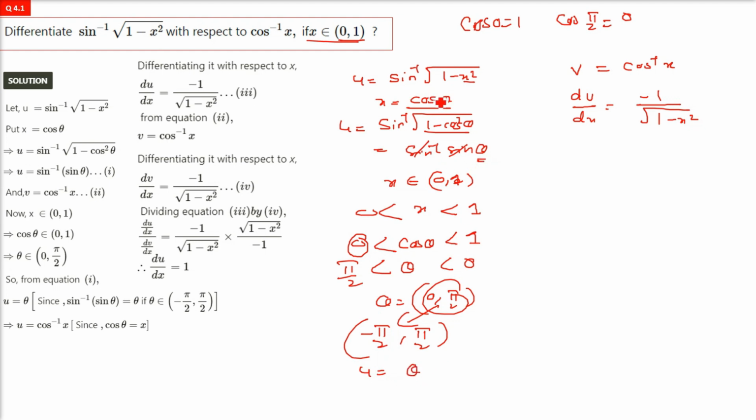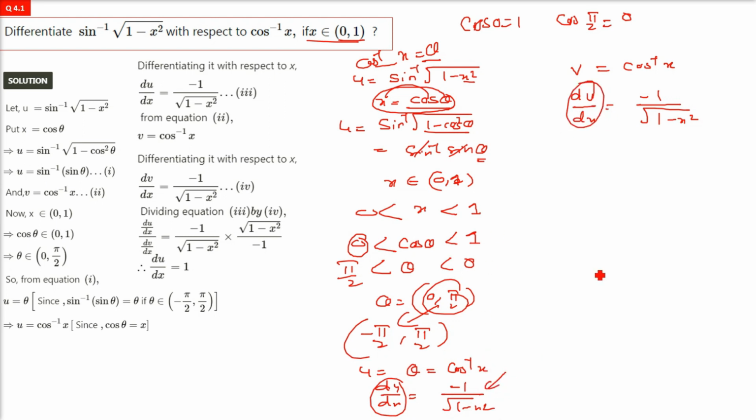So u is equal to theta now. What do you get from here? Theta will be cos inverse x. So you can put theta as cos inverse x here. du by dx will be minus 1 by under root 1 minus x square. Now if you see very closely, du by dx and dv by dx are exactly the same. So if you divide them, you are going to get 1. That is, 1 divided by 2 you have to do. And since visually I can see they both are the same, it's 1. You have to divide them properly, show them to the examiner, and then it is 1.